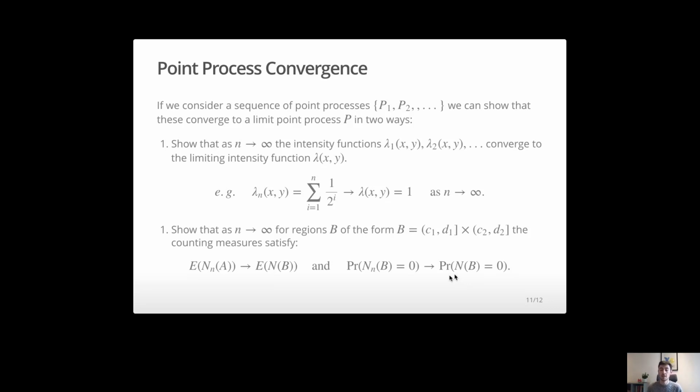If we can show that these two properties hold, then we've shown that the sequence of point processes converges to that limit point process as n goes to infinity. It's going to be a key result that we're going to rely on in the notes, and we're going to be using this second way of showing point process convergence.